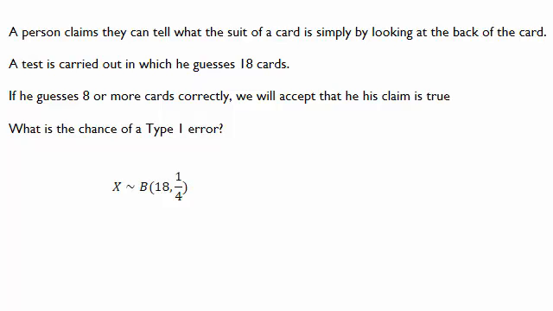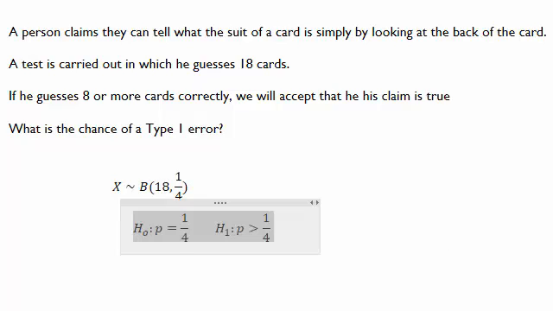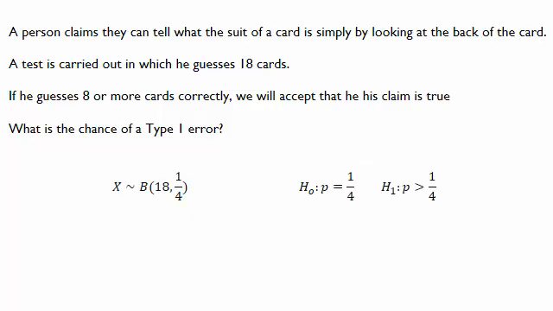Then you set up your hypotheses, fairly straightforward, and we're going to see if he's better than that. Then, in order to find the probability of a type 1 error, I think this is the best procedure. First of all, you think to yourself, what is the critical region here? Well, it's given in the question. It's just X is greater than or equal to 8.